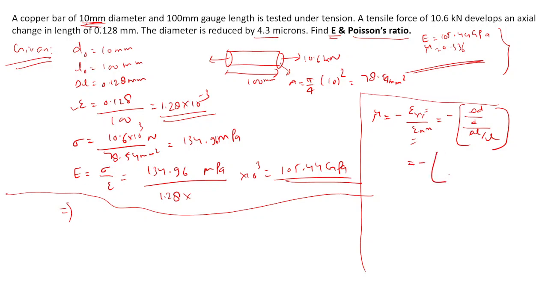So now here we will put in the same units. What is there? Micron. So we'll convert to the mm. So how much mm? 0.0043, right? Divided by 10. It is reduced, so it would be the minus here. Minus 10, and the delta L is given. I think the point was 0.128 and it is 100. So when you simplify this, it will come this much, 0.336.